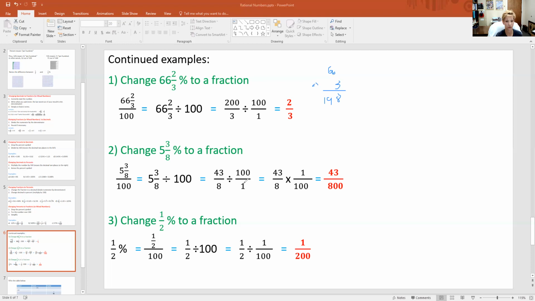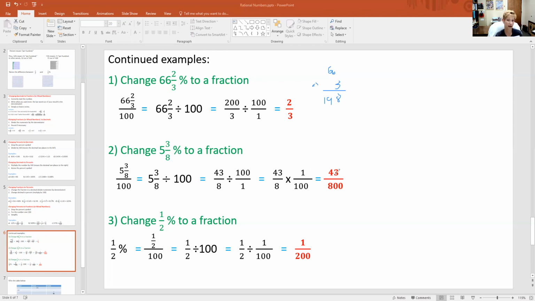Any whole number can be put over 1. Now, 43 divided by 100 is not pretty, so I'm going to have to rewrite this one. Remember, the first number stays the same. Division turns to multiplication, its inverse operator, and then I do the multiplicative inverse of this. So I flip it, 1 over 100. And then straight across the top and straight across the bottom.